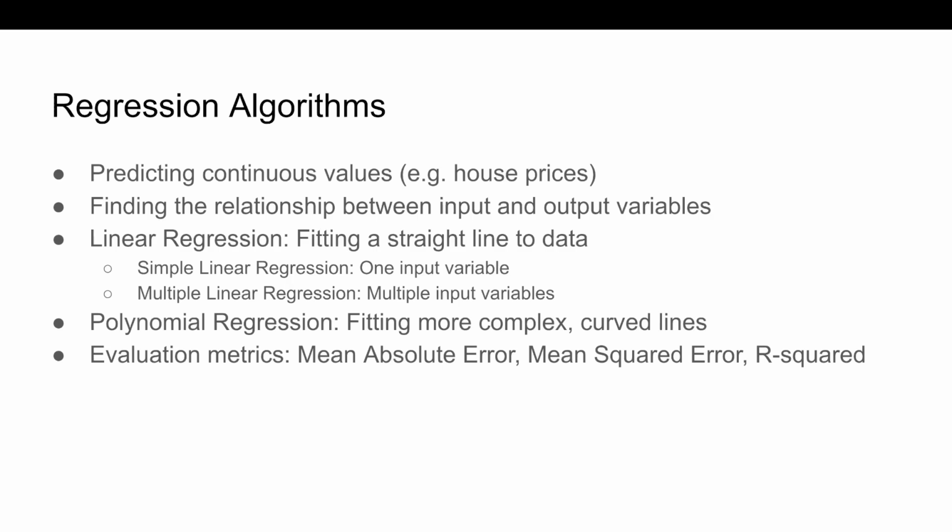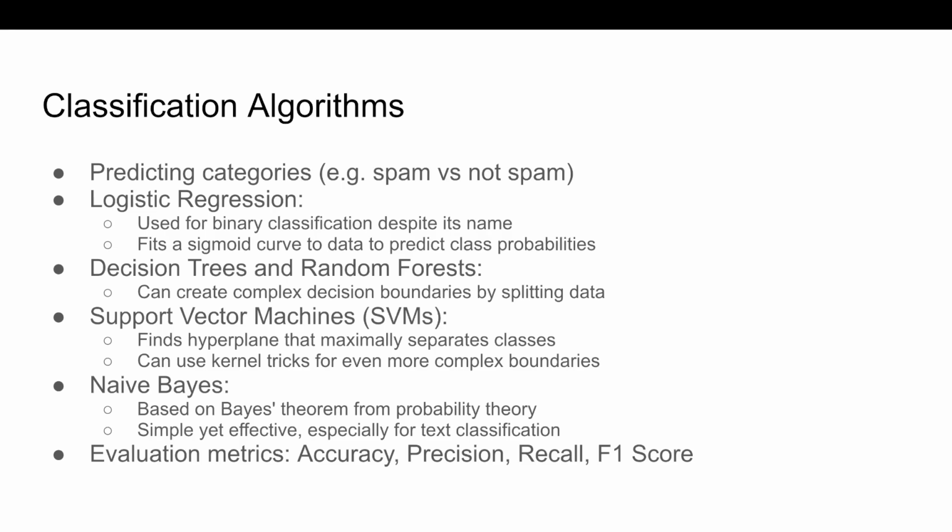Now, how do we know if our regression model is any good? We use evaluation metrics. Some common ones are mean absolute error, mean squared error, and R-squared. They essentially measure how close the model's predictions are to the actual values. So that's regression in a nutshell. It's all about predicting continuous values by finding the best fit line or curve. Next up, let's talk about classification.